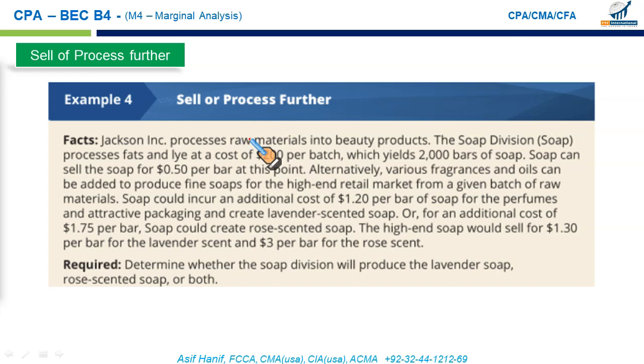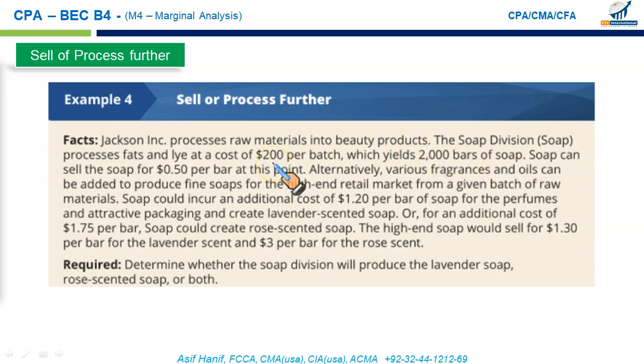Here is a good question that will explain the idea in a better way. Jackson Incorporated processes raw materials into beauty products. The soap division processes fats and lye. This is an alkaline substance added to fats to convert fats into soap, at a cost of $200 per batch, which yields 2,000 bars of soap.